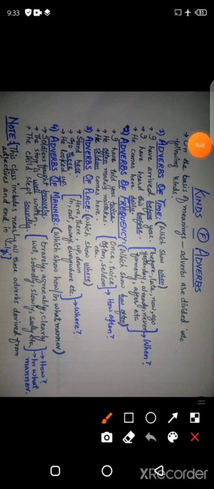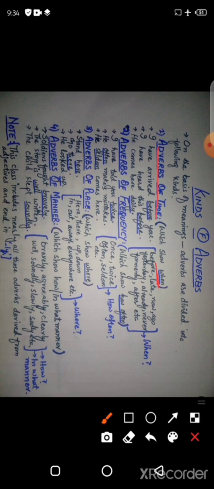Okay, so moving on to kinds of adverbs. On the basis of meanings, we have classified adverbs into primarily five major kinds. We are going to discuss all those kinds here quickly. The first kind is adverbs of time. Of course, it's very obvious that the question would be when. When is a question used to ask about time. So here we have different examples.